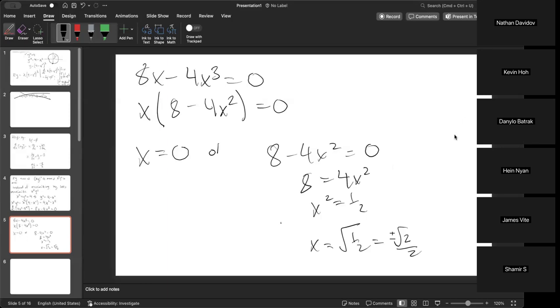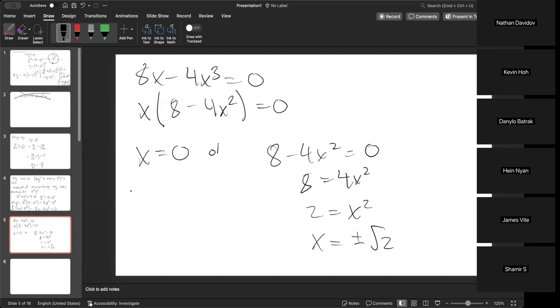Good. So I got two values here: either x equals 0 or x equals square root of 2 over 2. Well, wait, did I get this right? No, I didn't. Sorry. Nobody caught me. This is actually 2 equals x squared. That's right. So x squared equals 2, so x equals plus or minus square root of 2. Which one of these is the right answer? Well, let's think about it.